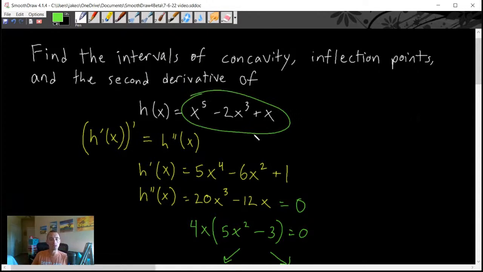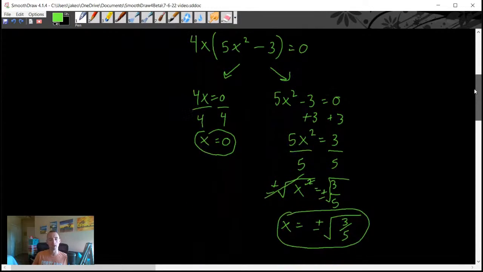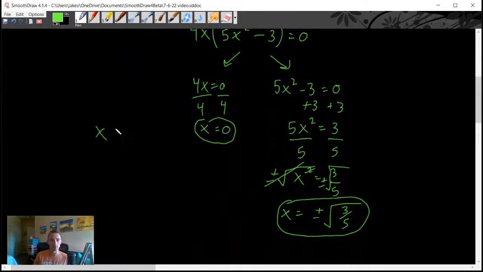So if our domain was limited in some way, if there were some x values that we could not plug into this function, then you would want to be careful of that as well, because let's say, for example, the domain of our function was all x values greater than 0, and we found x equals 0 as basically a possible inflection point.